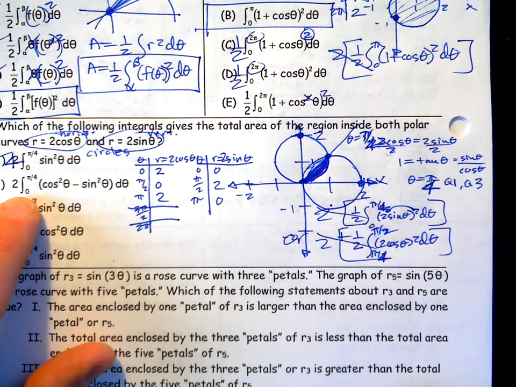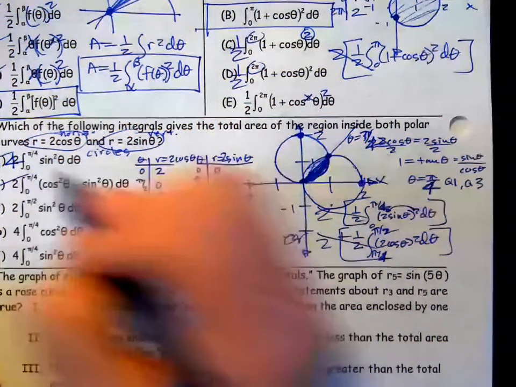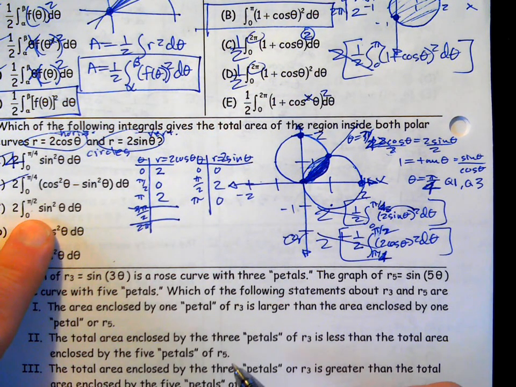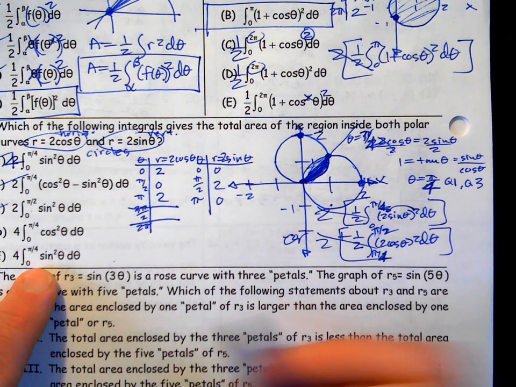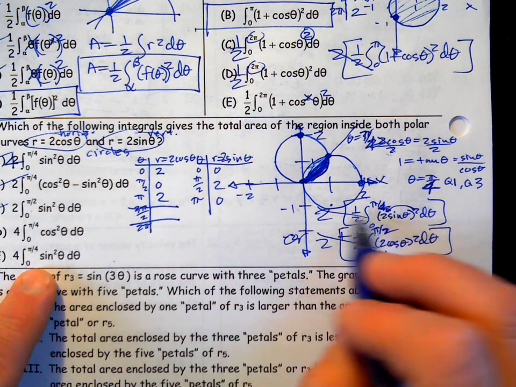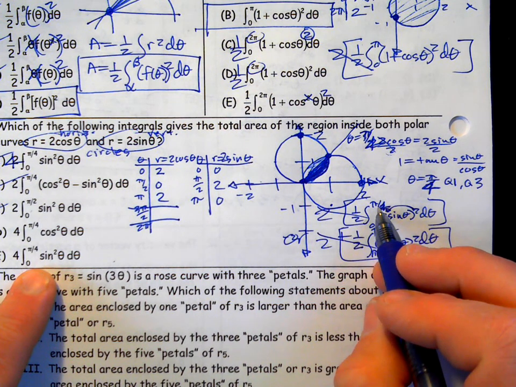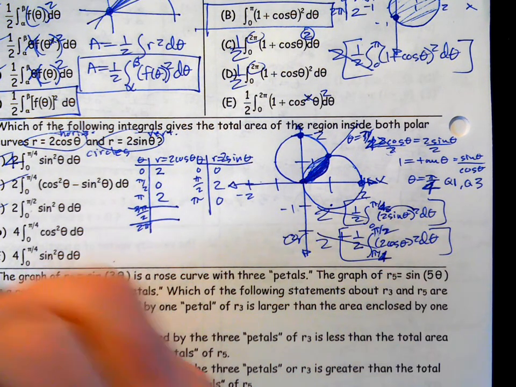I don't think it's this one. I don't think it's that. Okay, let's see. Here it is. The 1 half and the 2 canceled. You have 0 to pi over 4 sine squared, but the 2 gets squared. So it's got to be E.